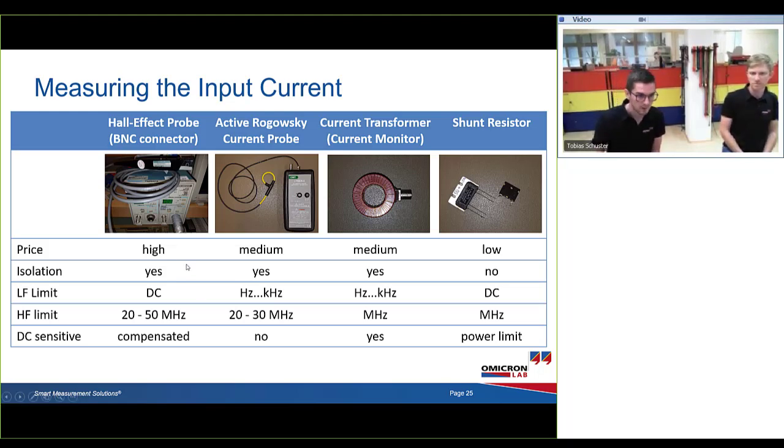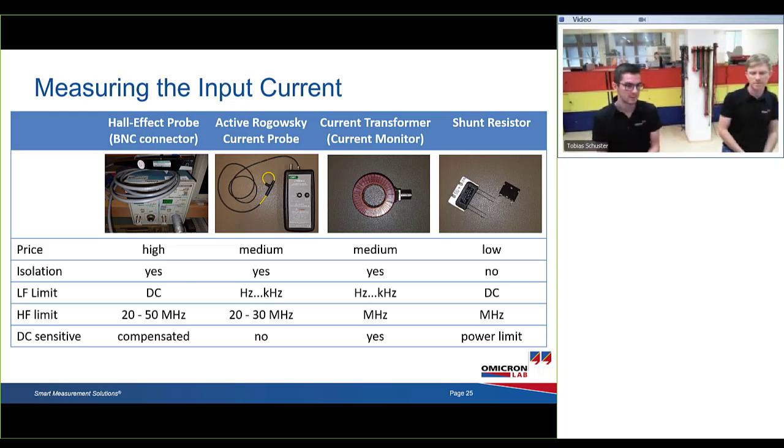They are actually really expensive, so high price. They offer isolation because there's no direct connection. The low frequency limitation, actually there's not really one because they can go down to DC, but the high frequency limitation is in the tens of megahertz range. DC sensitivity, they can be compensated.